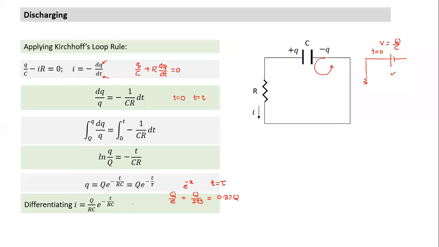Earlier it was 1 minus 1 by e, now it is 1 by e. So in case of charging, the value becomes 1 minus 0.37, hence it becomes equal to 0.63 at t equal to tau. Here in case of discharging, the charge becomes equal to 0.37 Q0. It becomes 0.37 times the initial charge.